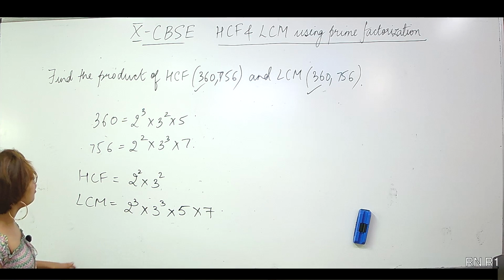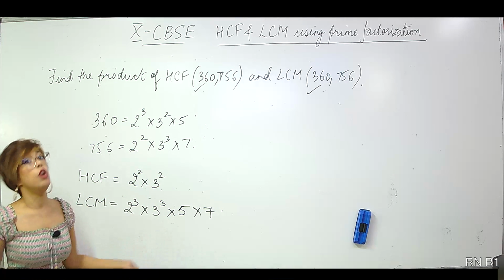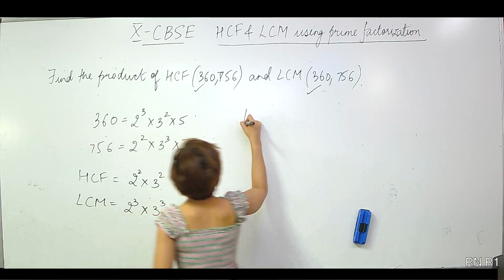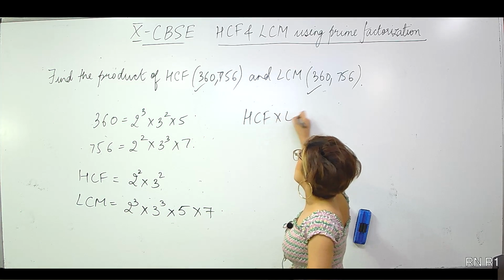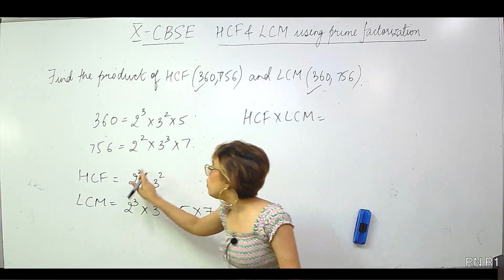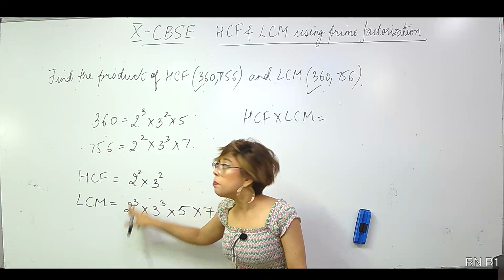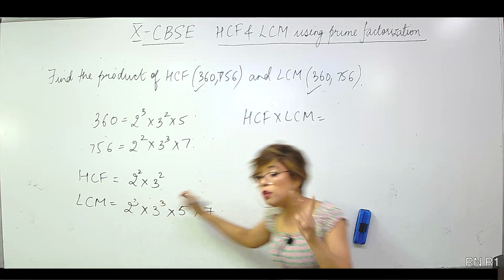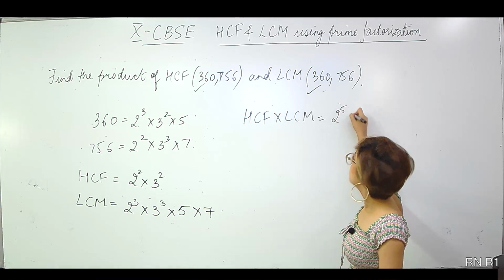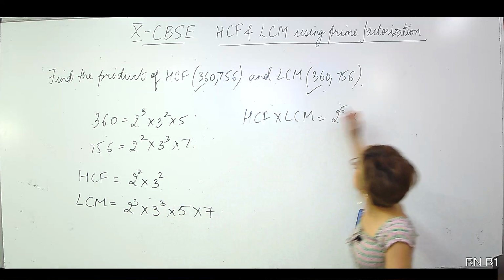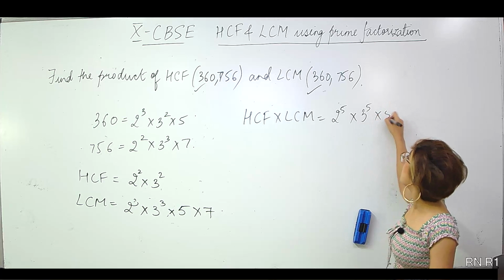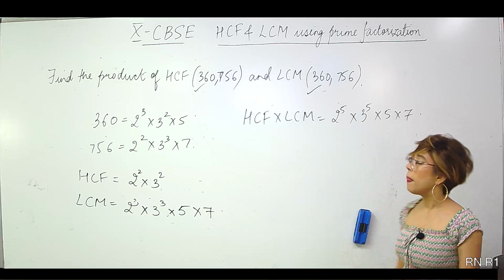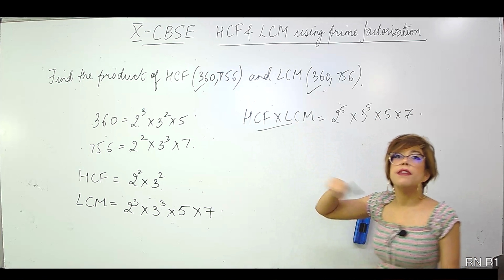Now, I want the product of these, so I'll just multiply it. I know the laws of exponents. So, HCF into LCM, I will write it down. 2 raised to power 2 into 2 raised to power 3. Now, the powers will be added, so careful. So, this is 2 raised to power 5 into 3 raised to power 5 into 5 into 7. Right? This is my HCF into LCM.